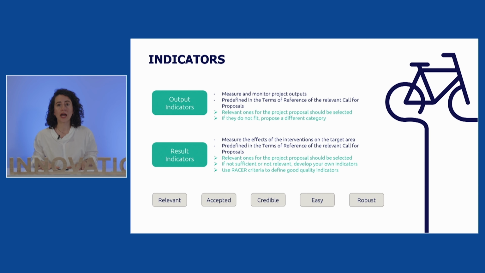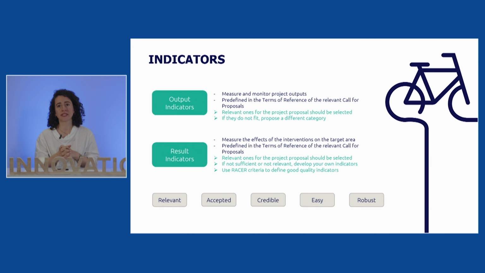So the first one are output indicators. They enable us to measure and monitor project outputs. We haven't mentioned project outputs yet, but basically take them as the end product of your project, what actually the money is going to pay for. And as we mentioned this morning, there are output indicators that are predefined in the terms of reference. So you are strongly encouraged to use these ones when it's relevant, of course. If you feel that in the list there are no output indicators that really match your need, then you are able to propose your own category.